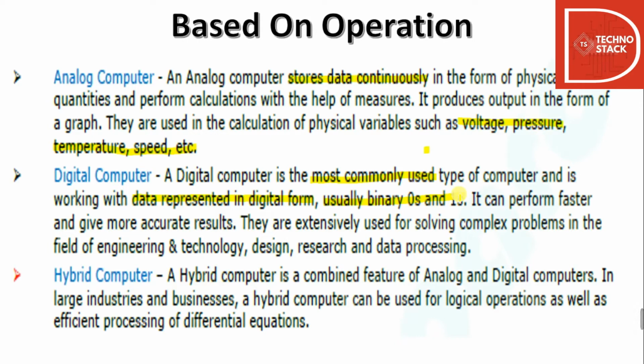Like what we understand is our native language or dialect that we use, like English, then whatever dialects we have in India, that is Hindi, Gujarati. Similarly, the computer understands binaries, that is zeros and ones. It can perform faster and give more accurate results. They're extensively used for solving complex problems in the field of engineering, technology, design, research and data processing. They are used in the engineering and technological field, and commonly also at home we use digital computers, right? Then in designing and research and in data processing.